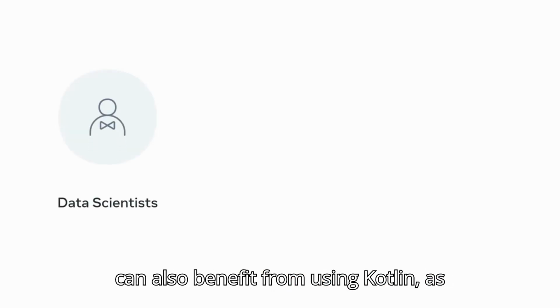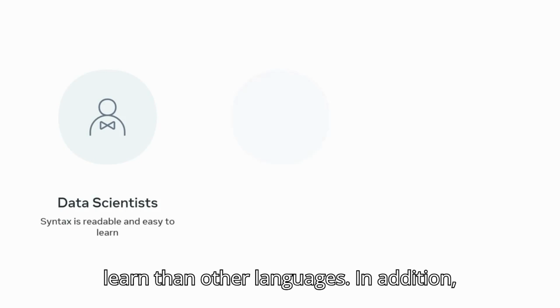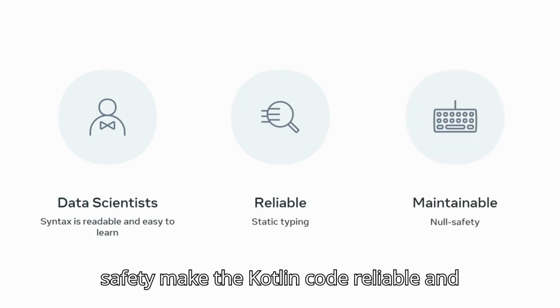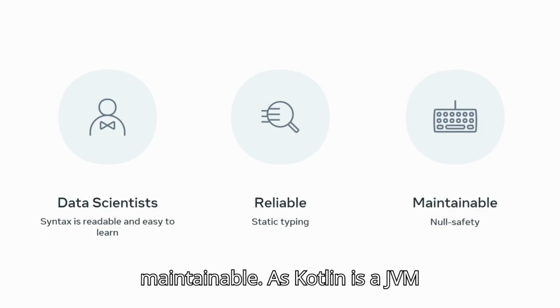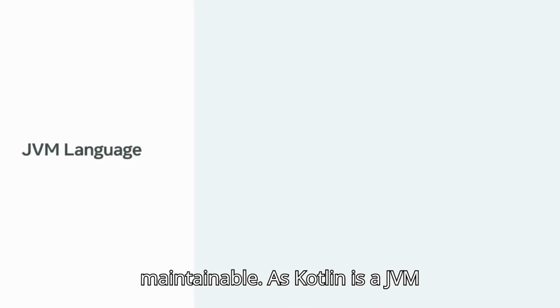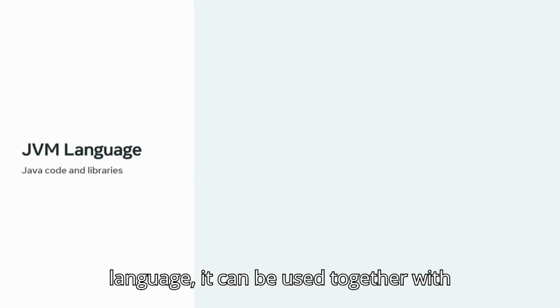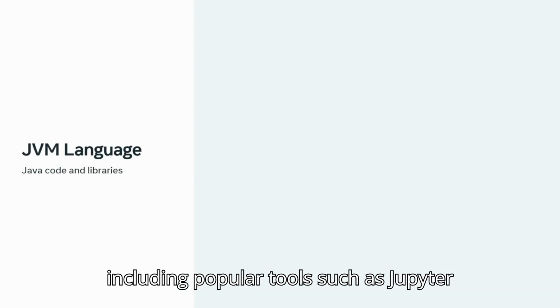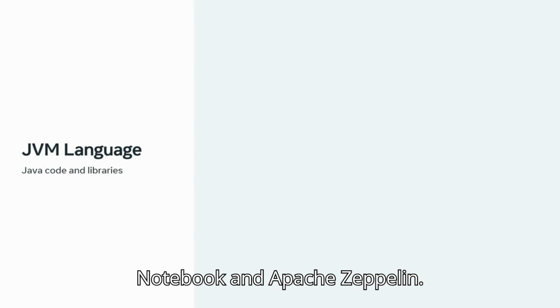Data scientists can also benefit from using Kotlin, as its syntax is readable and easier to learn than other languages. In addition, features such as static typing and null safety make the Kotlin code reliable and maintainable. As Kotlin is a JVM language, it can be used together with existing Java code and libraries, including popular tools such as Jupyter Notebook and Apache Zeppelin.